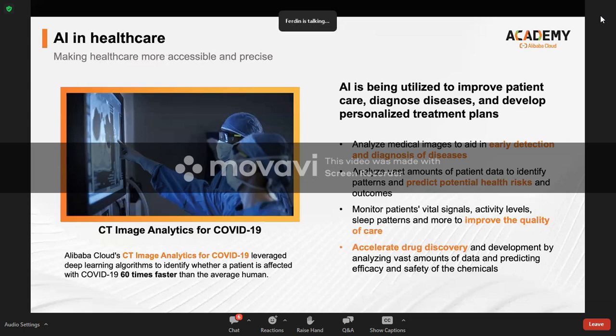Now, how can we do it? In healthcare, recently we had the COVID-19 pandemic, right? During that time, to test a person for COVID, it takes a lot of time with the RT-PCR test. But if you take a CT image and analyze it immediately, then you will be able to get a faster response. Alibaba Cloud's CT image analysis for COVID-19 used deep learning algorithms, and it was 60 times faster than an average human in deciding whether the particular patient is affected with COVID or not. So it will help to predict the potential health risks and outcomes, and also it will improve the quality of healthcare.